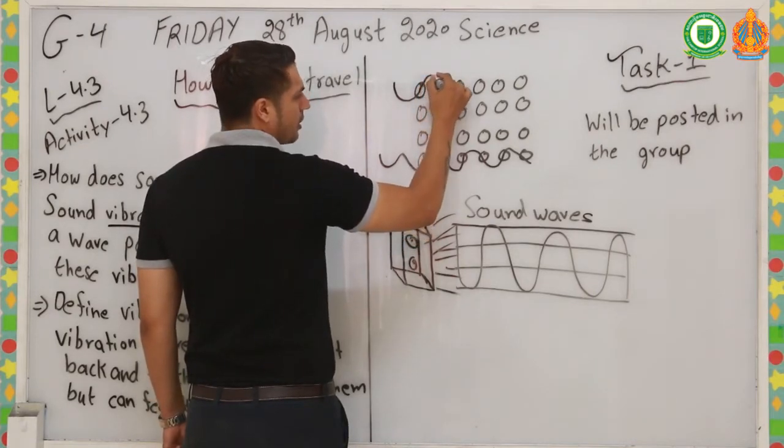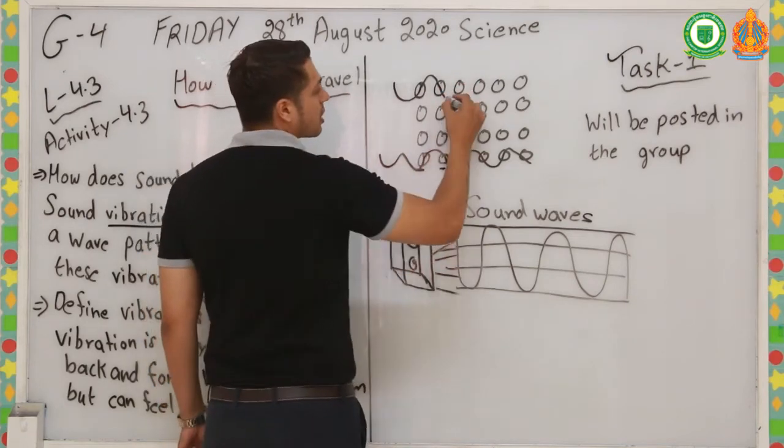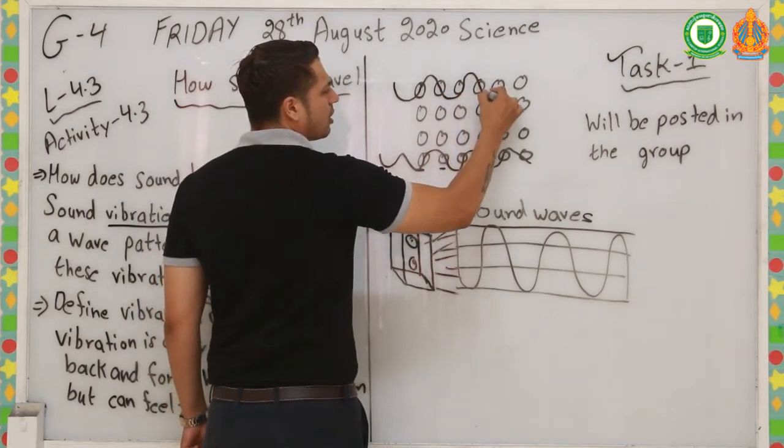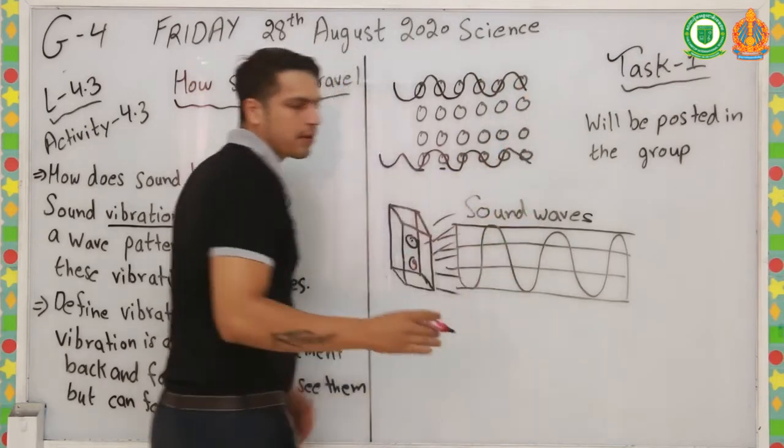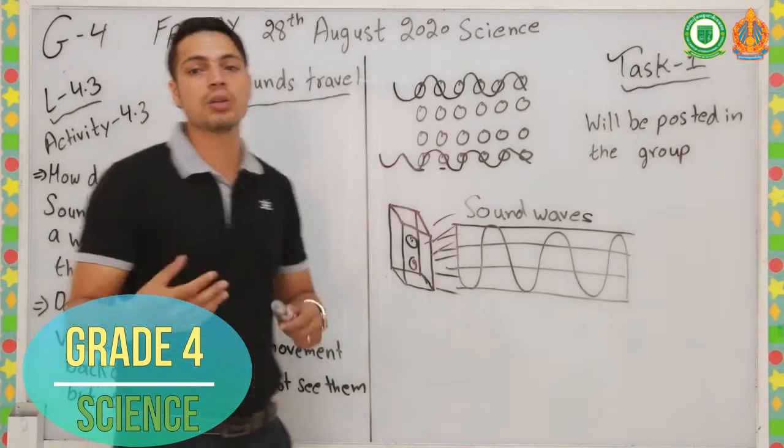This particle hits the next particle, and then the second particle vibrates, and then the third, fourth, fifth, sixth. We cannot count the particles, it's just an example. So that's how sound travels.